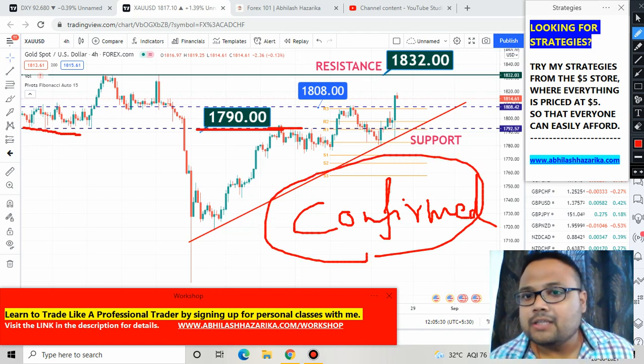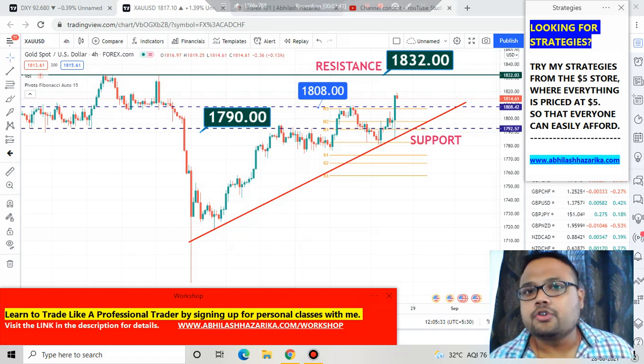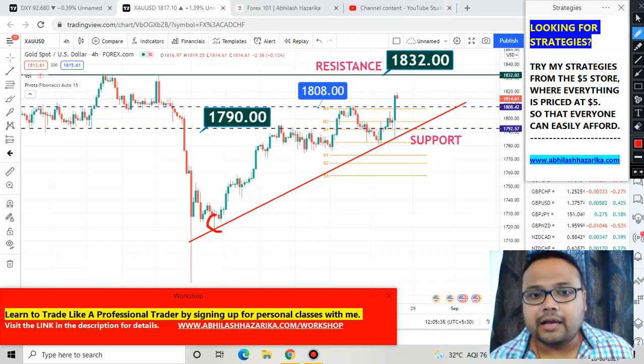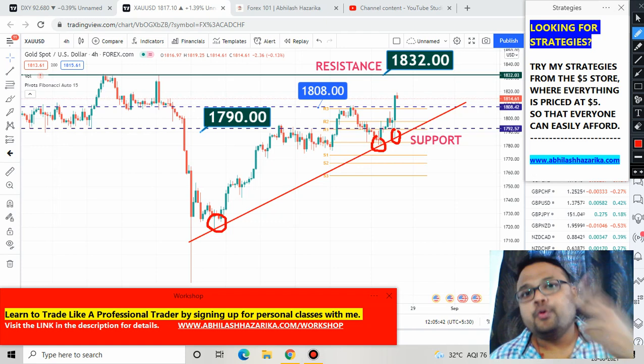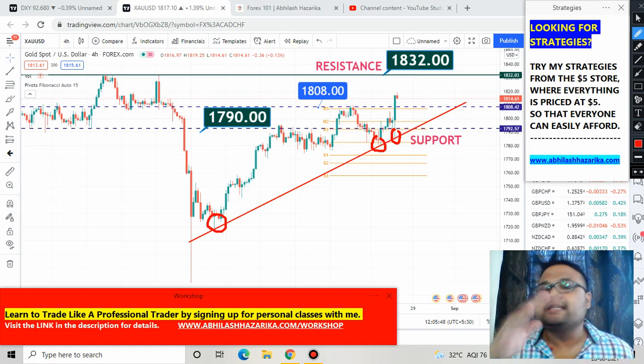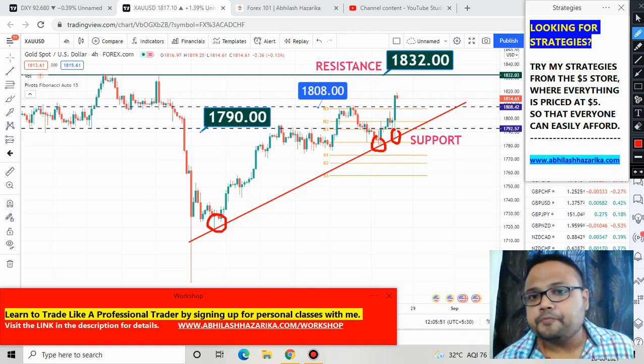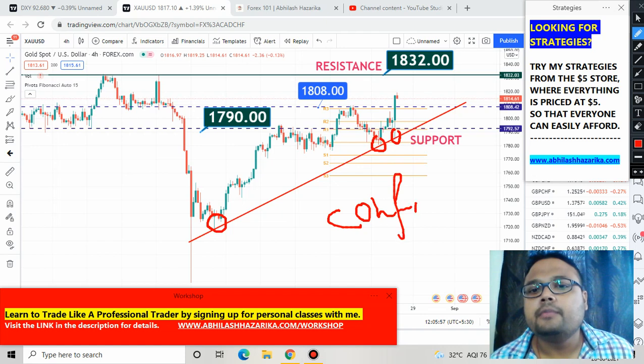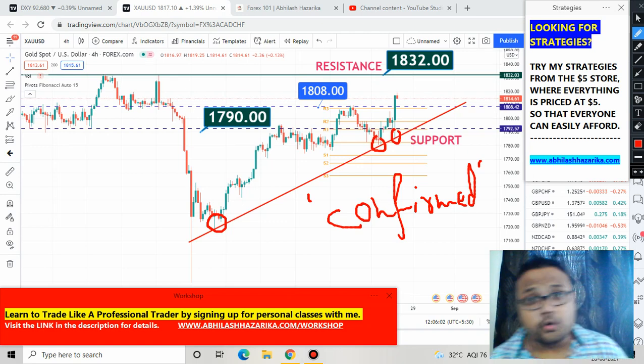Apart from 1790, you can see that I have also drawn a trend line here. Whenever the market was coming down, it was taking support at the trend line also. Therefore we have two supports on the chart of gold USD right now. The first support is 1790 and the second support is this trend line. You must draw these two lines in your charting platform, because these two are confirmed support on the gold USD chart.